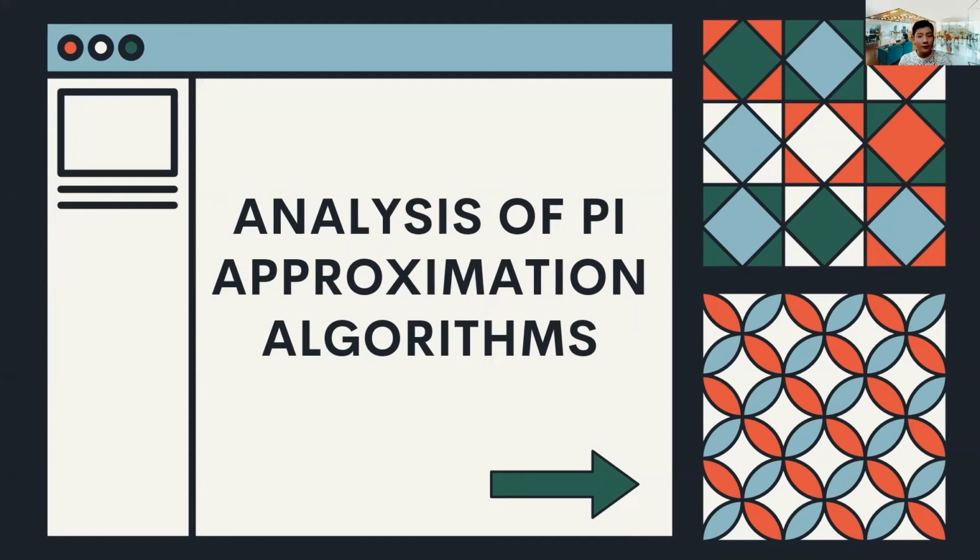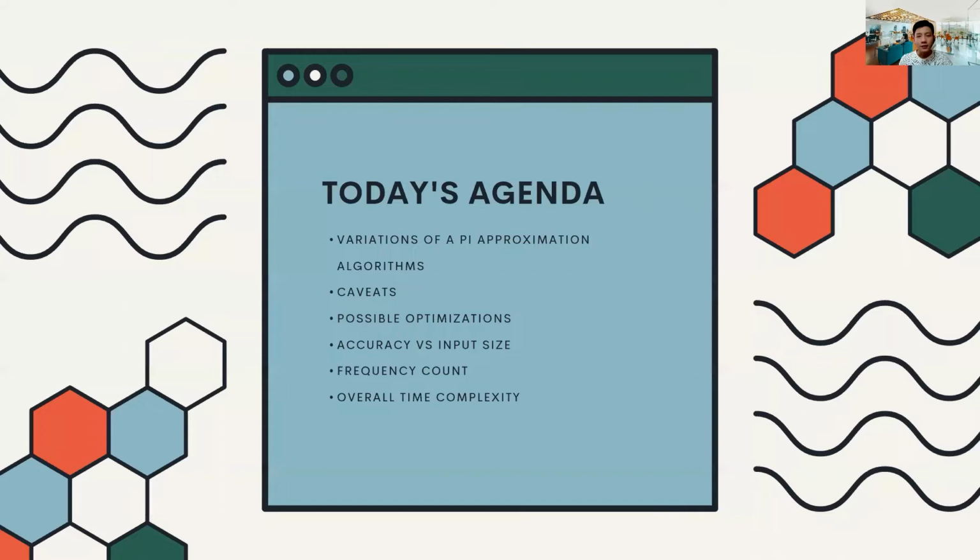So hello, in today's video, we'll talk about the complexity of algorithms using frequency counts, and we'll be using pi approximation algorithms to demonstrate this. For this presentation, we'll only be using one pi approximation algorithm, but I will show you different variations of it. For each variation, we'll explore the caveats, possible optimizations, the frequency count, and how close the approximation is to the actual value as input size increases. Finally, the overall time complexity.